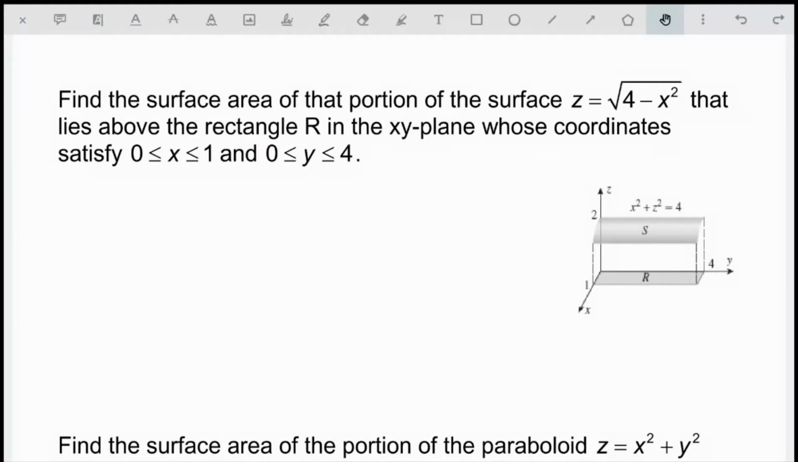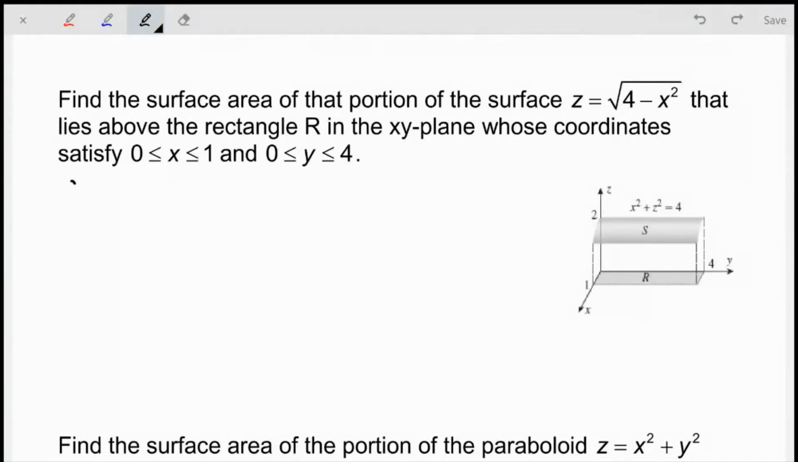So it says, find the surface area of the portion of the surface z is equal to the square root of 4 minus x squared that lies above the rectangle R in the xy plane whose coordinates satisfy this domain. So we're going from 0 to 1 on the x and 0 to 4 on the y. Okay, so if we want to do this, we're going to need to know our partial derivatives. So we're going to need to know del z del x. We're going to need to know del z del y.